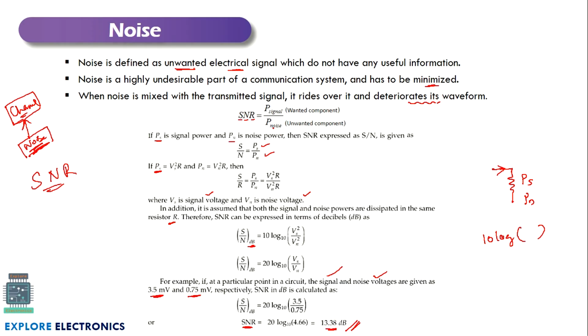What happens if the noise power increases? If the denominator increases, this value is going to be reduced. If the denominator is less, if less noise is included, this SNR is more.